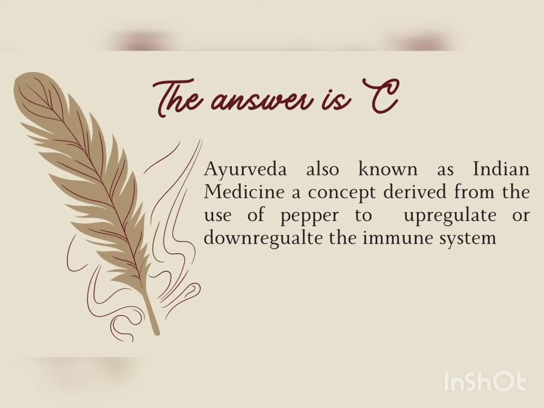The answer is C. Ayurveda, also known as Indian medicine, a concept derived from the use of pepper to upregulate or downregulate the immune system.